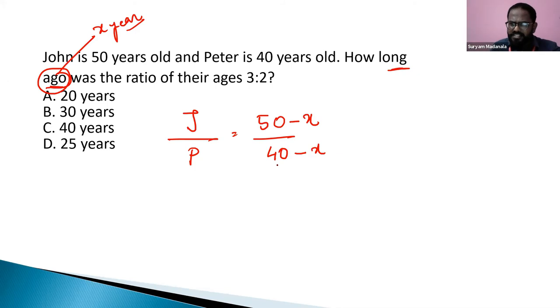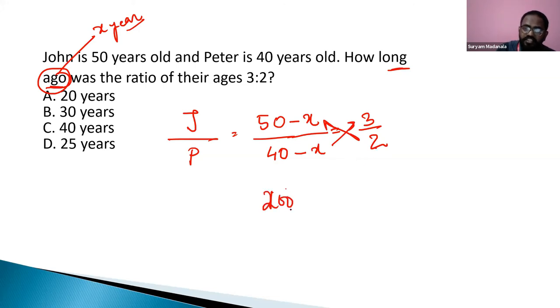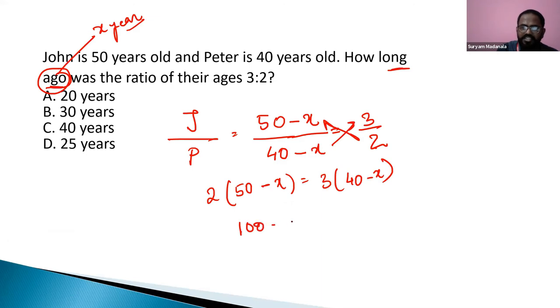If I grow by 5 years, my son will also grow by 5 years. I grow by 10 years, you are also going to grow by 10 years. That's how it works. Agreed? Naomi, is that clear? Yes. Then they say that this ratio was 3:2. Now you try to solve the equation. It becomes 100, 2 into 50. So finally 2 into 50 is 100 minus 2x.